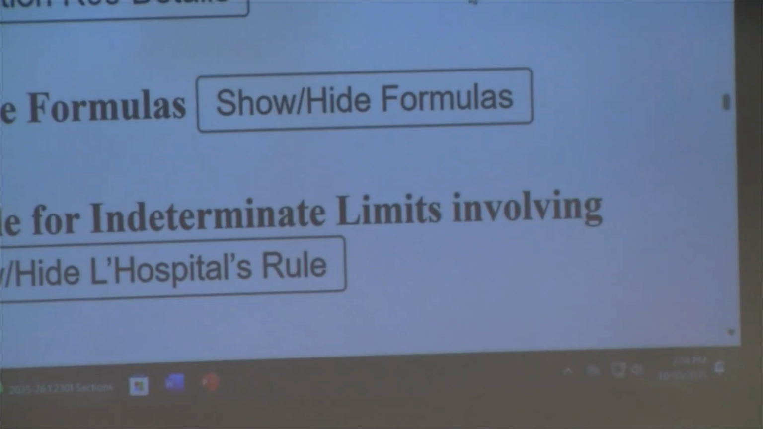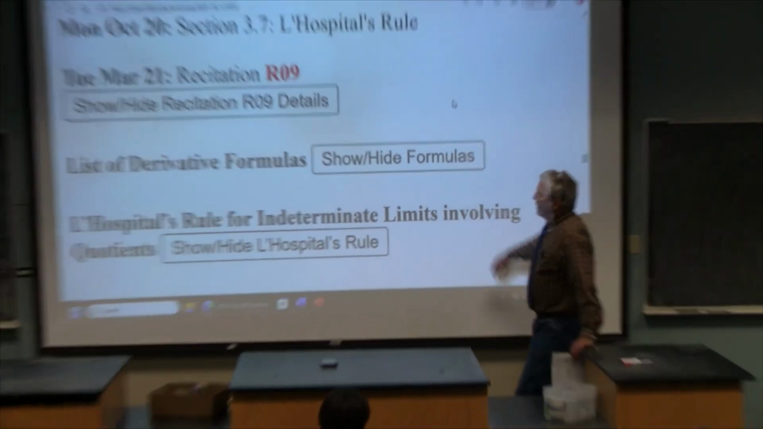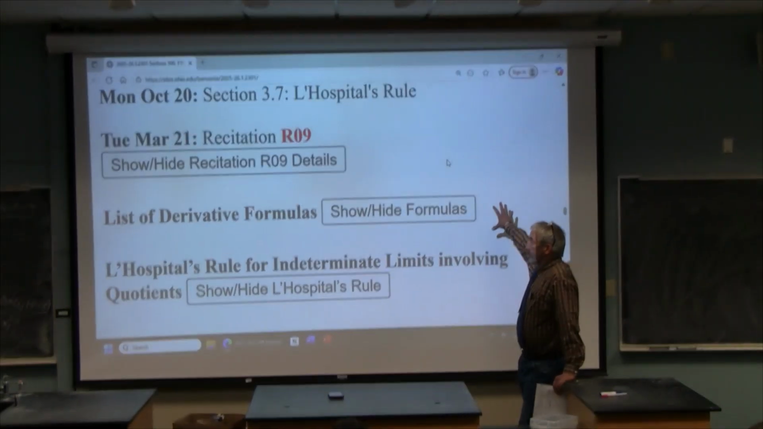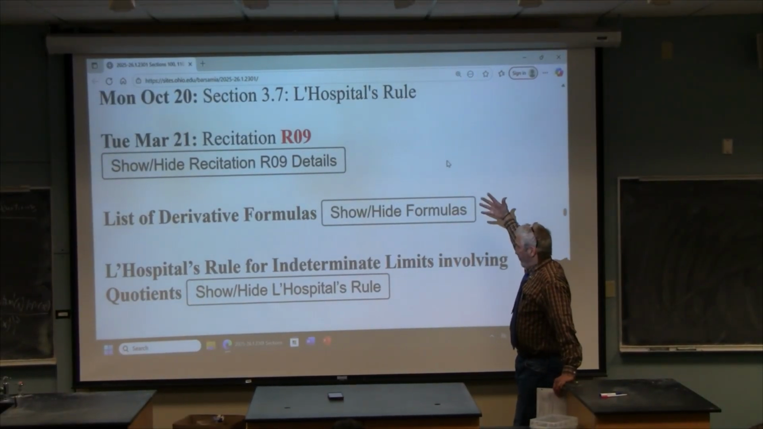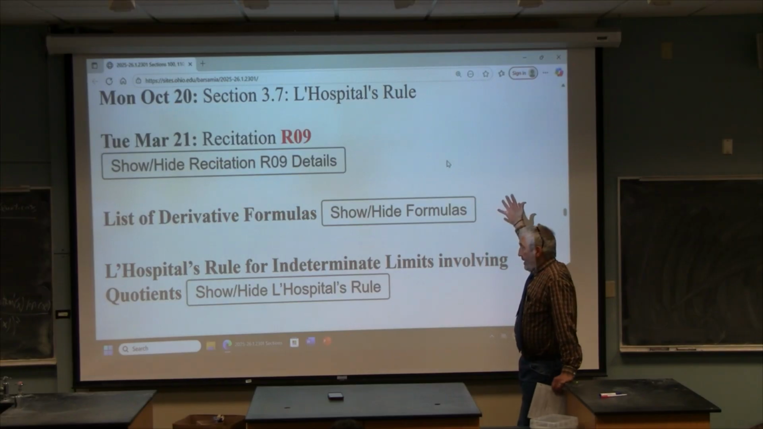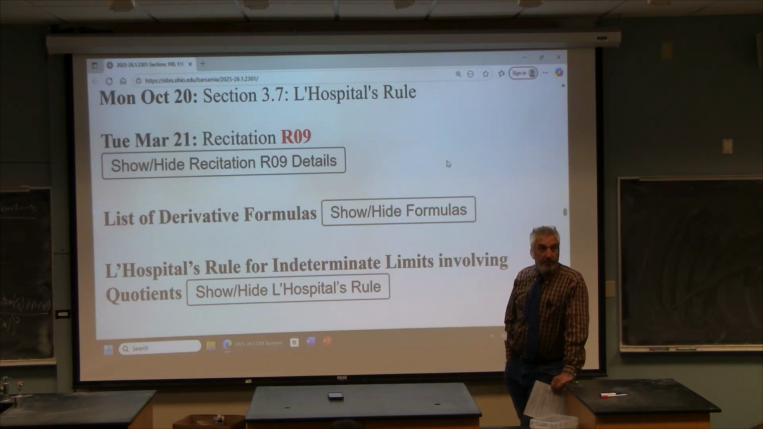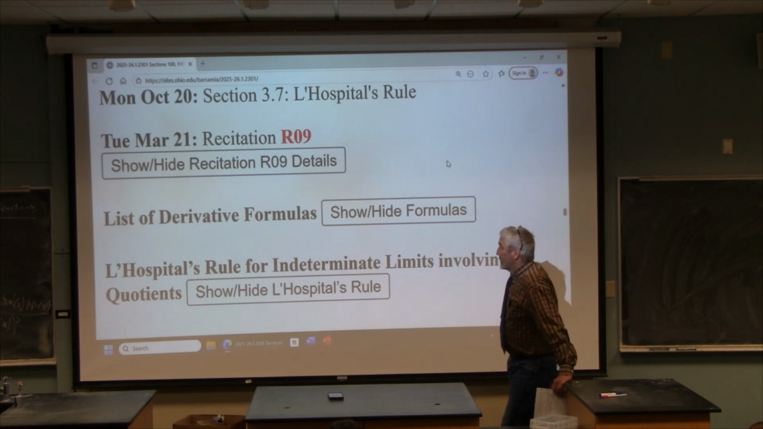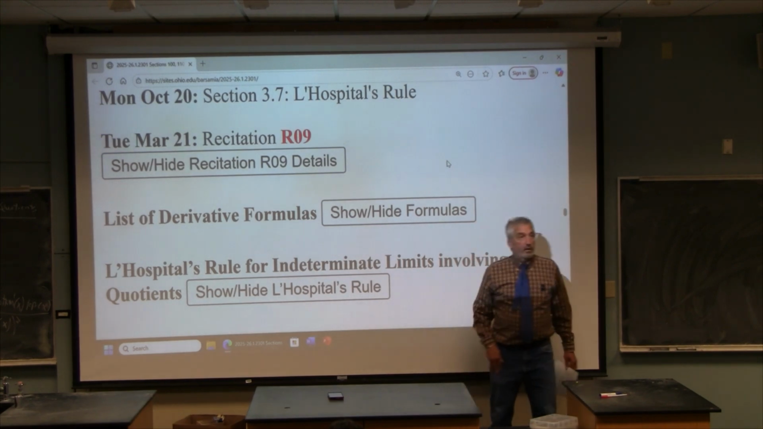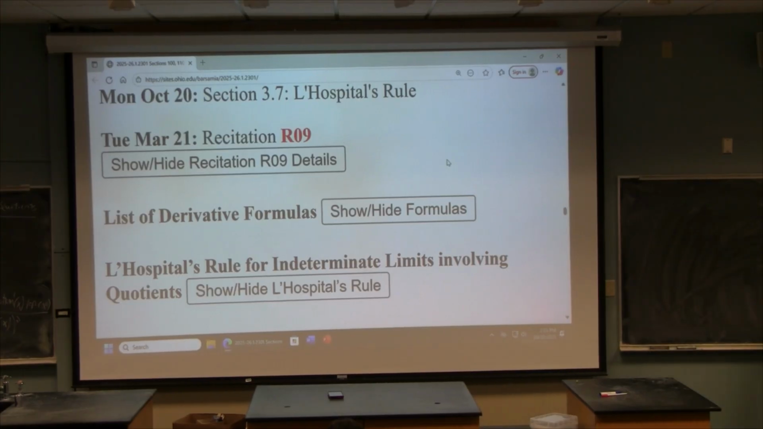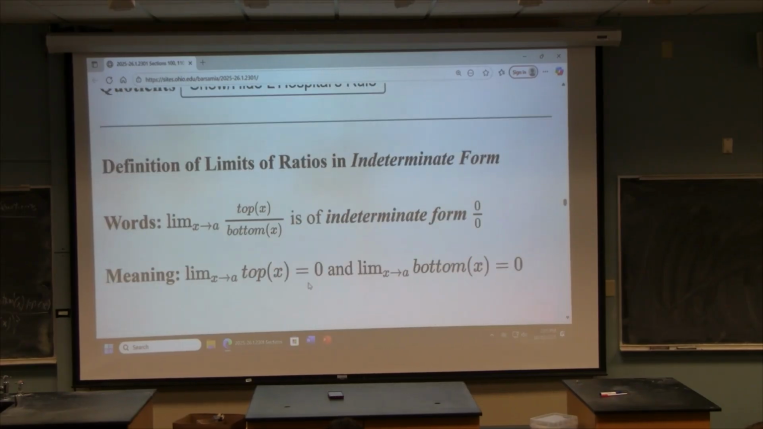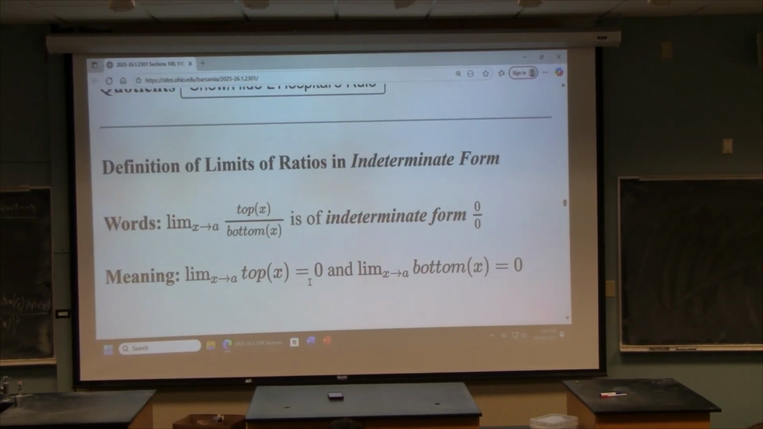So here we are looking at the web page for recitation 9. There's that huge list of derivative formulas, which you get to by clicking this button, and it reveals them. And then there's some stuff about L'Hôpital's rule. And notice that L'Hôpital's rule is not a derivative rule. It's a rule for finding limits, indeterminate limits involving quotients. So let's see what this says here. Click to reveal this. So first of all, a reminder of what we mean by a limit that's in indeterminate form.